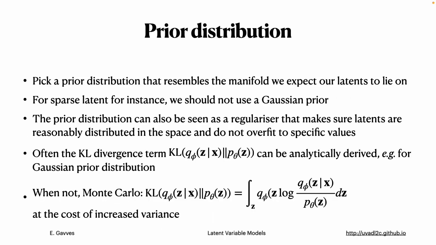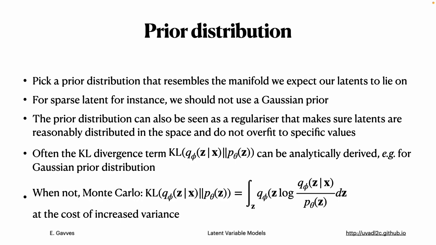For the prior distribution, we have to pick one that resembles the manifold we expect in our data. So this is what I was saying: if I have a ring manifold, I should have a ring latent distribution. If we want to encourage sparse latents, we should not use a Gaussian because a Gaussian is not sparse. You can see the prior distribution as a regularizer, as I said here. You want to force the model to put likelihood everywhere.